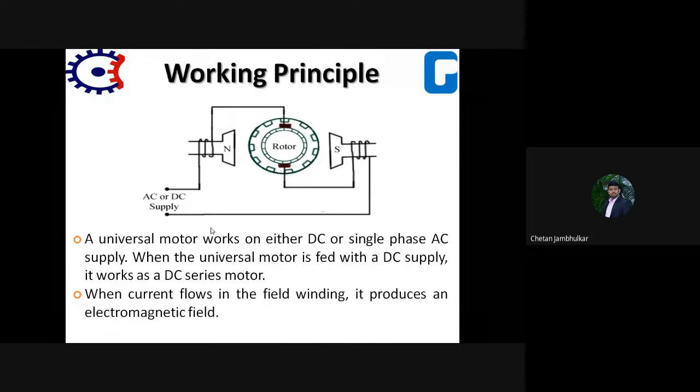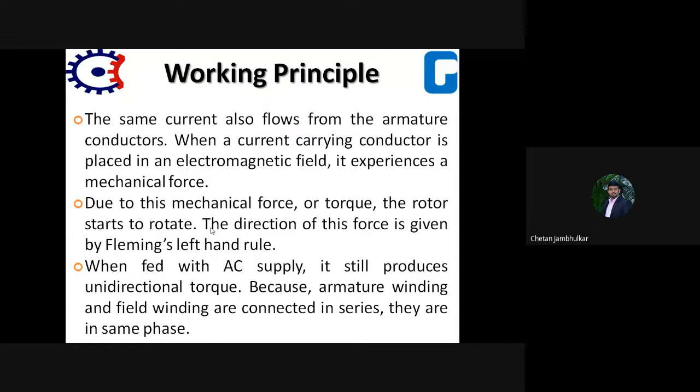This AC series motor is also called a universal motor. So the universal motor works on either DC or AC supply. When the universal motor is fed with DC supply, it works as a DC motor, and when we feed it with AC supply, it is called an AC series motor. When the current flows in the field winding, it produces an electromagnetic field, and with the help of this electromagnetic field, the rotor will rotate.